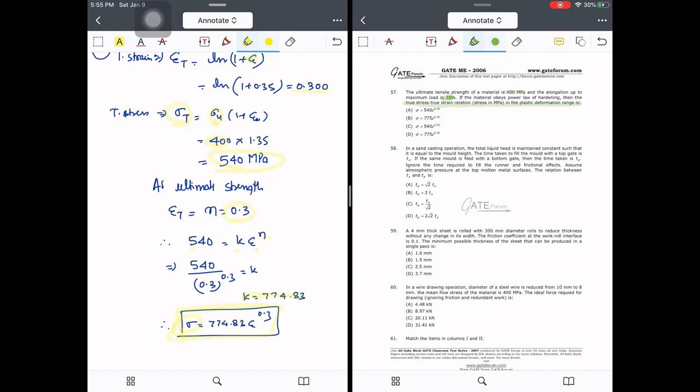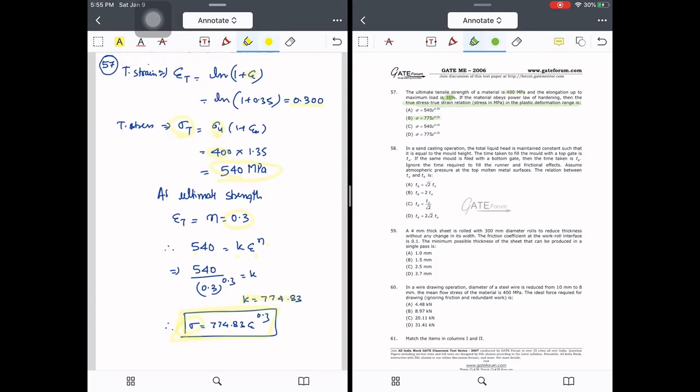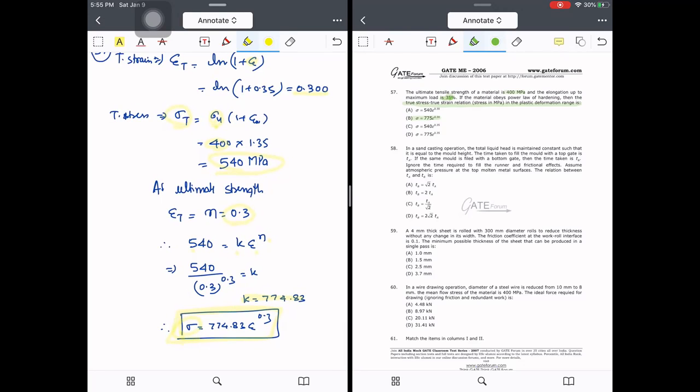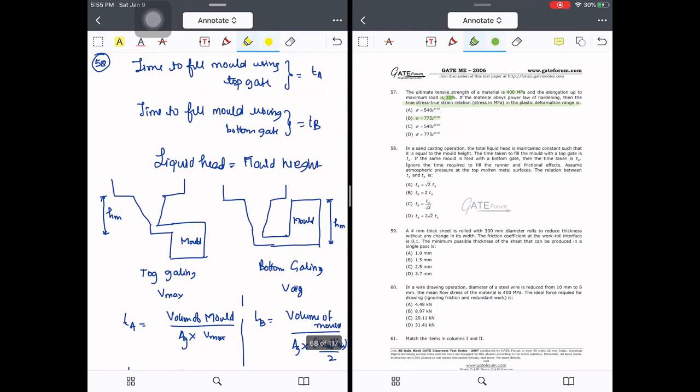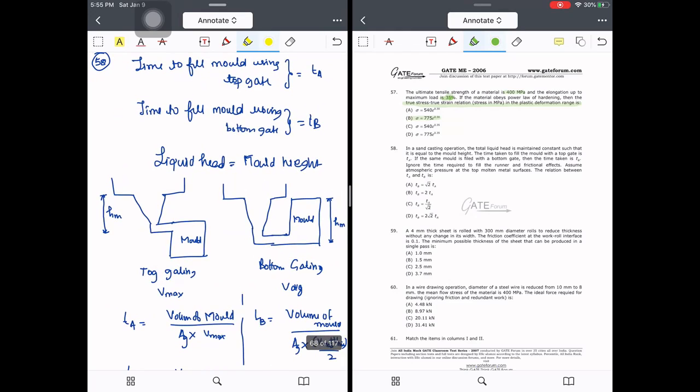Now sigma is equal to the sigma that they have asked, the true stress strain relation at the plastic deformation range, which is equal to 774.83 into epsilon to the power 0.30. So this is the relation that we need to care about. The point that we need to remember is this one: the true stress sigma true is equal to sigma u into 1 plus epsilon n.